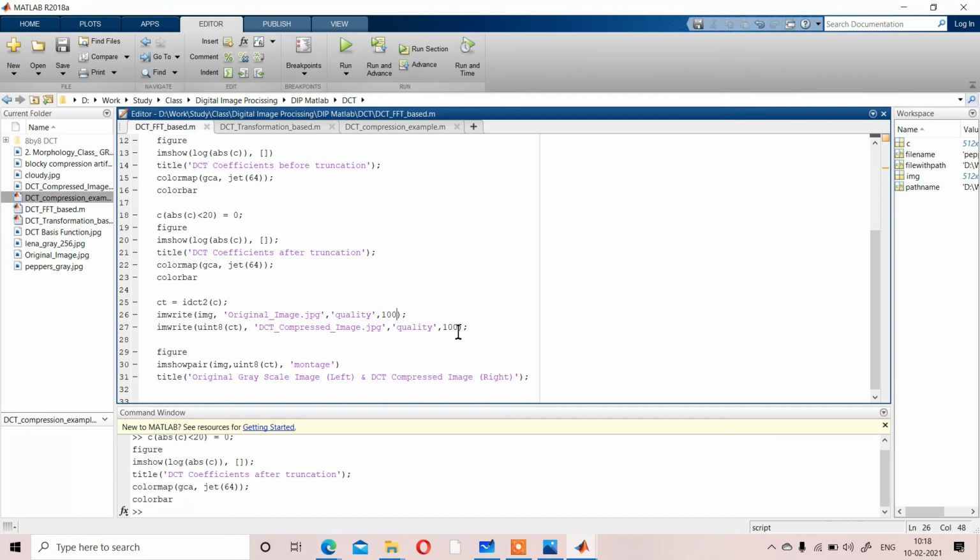So we are fixing this at 100, and we are simply storing the IMG, that is your input image, with the name original image in .jpg format, and CT as the DCT compressed image. Keep in mind, it is uint8 of CT. We are not writing imwrite CT directly, as here I am writing imwrite image. Can you tell me why we are considering uint8 CT?